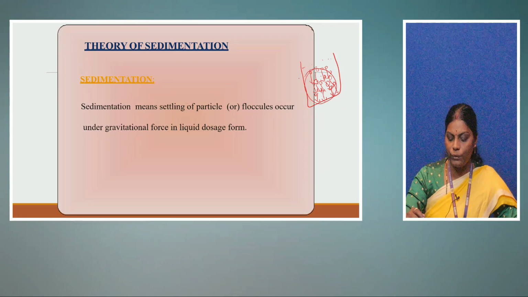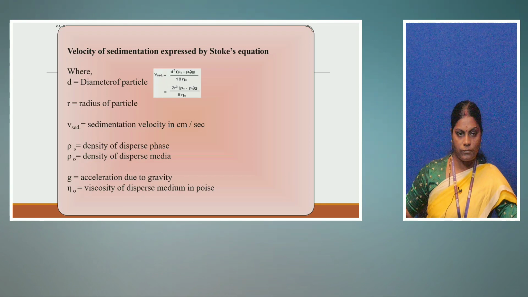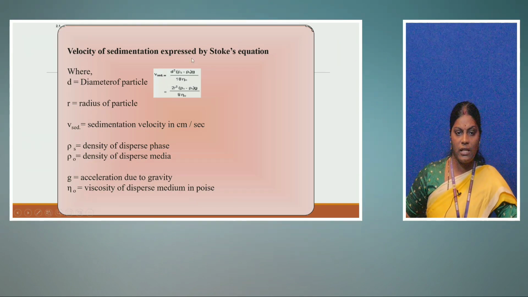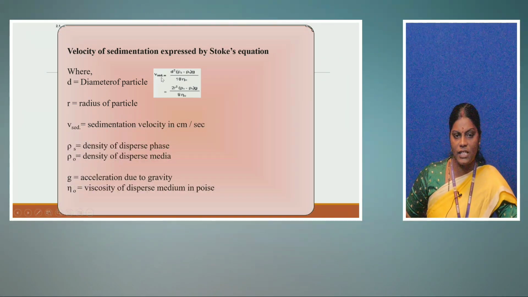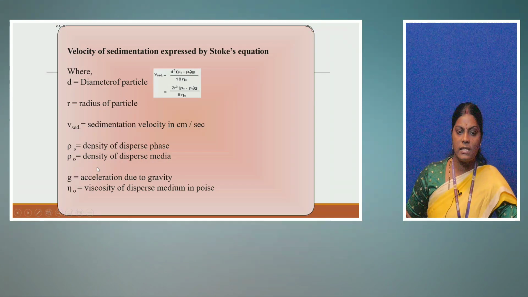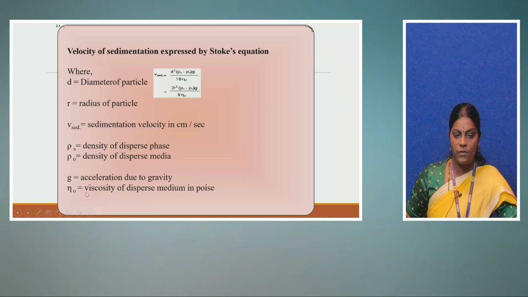So what we have to do? We have to consider the points that are given. Here the velocity of sedimentation can be expressed by the Stokes equation. V sediment, the velocity of sedimentation, is equal to d square into rho s minus rho naught into g by 18 eta naught. Here d is the diameter of the particle, V sediment is the sedimentation velocity in centimeters per second, rho s is the density of the dispersed phase and rho naught is the density of the dispersion medium, g is the acceleration due to gravity, and eta naught is the viscosity of the dispersion medium.